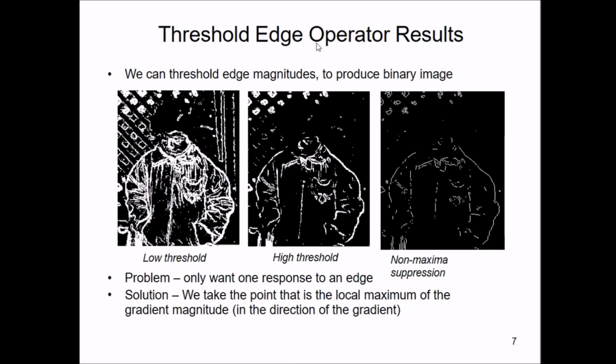Now, thresholding the edge operator results. We can threshold edge magnitudes to produce a binary image. This is low thresholding, this is high thresholding, and this is non-maxima suppression, so we get a single line here. The problem is that we only want one response to one edge. We don't want various responses for just one edge. So the solution is to take the point that is the local maximum of the gradient magnitude. This is very important. In the direction of the gradient, we take the local maximum of the gradient magnitude.